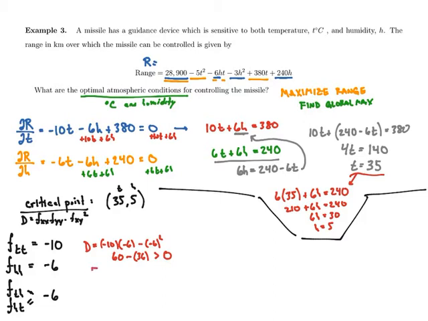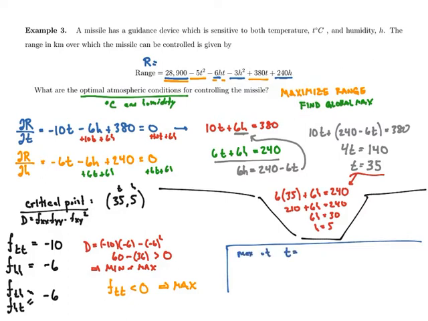And that tells us that we have either a min or a max. And since f_tt was less than 0, this tells us that we have a maximum. That's all we're going to need here to say that we have a maximum at t equals 35 degrees Celsius, and h is equal to, this is given in percent humidity, 5% humidity.